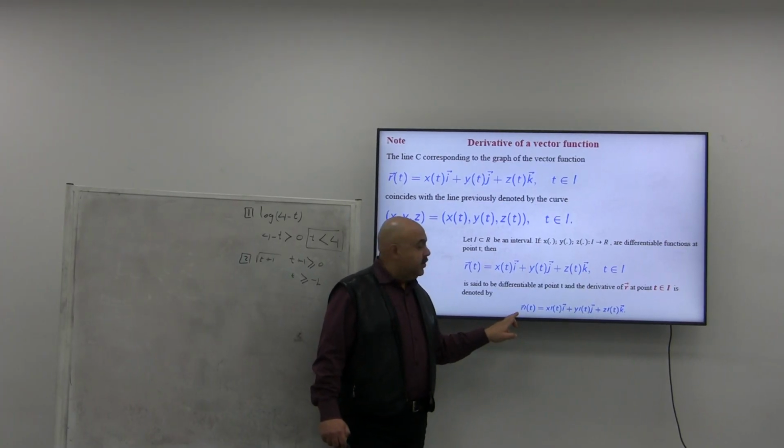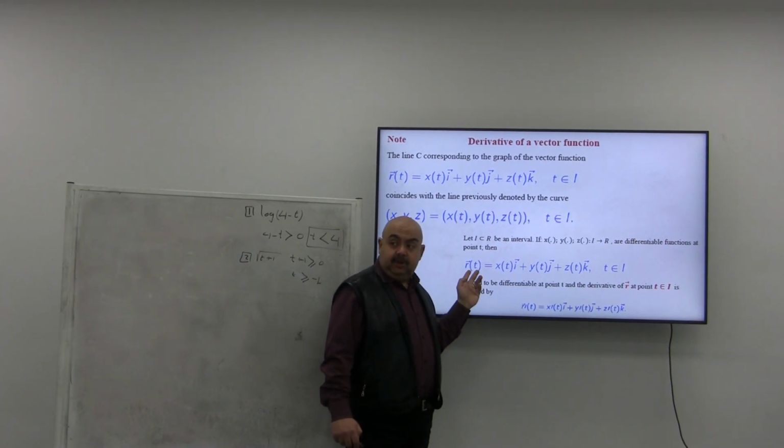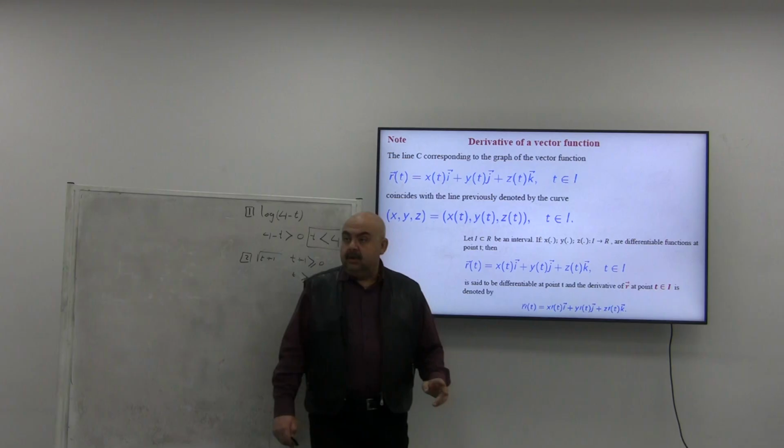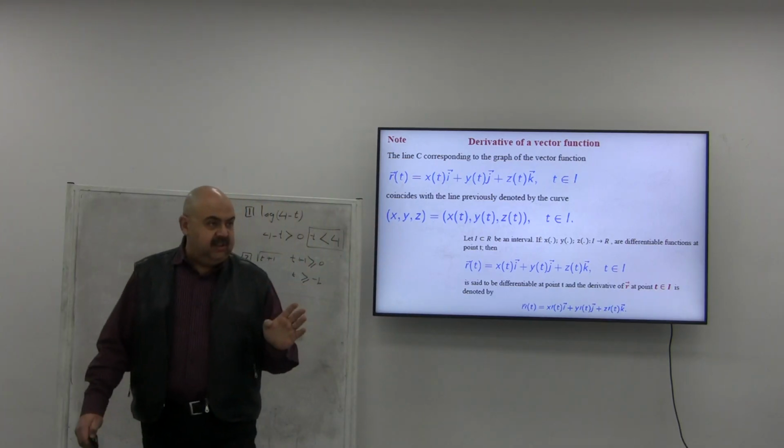So the derivative of a certain function in 3 dimensions, or a vector function, is going to be the derivative of each component at i, j, and k. So we do the derivative exactly the same.